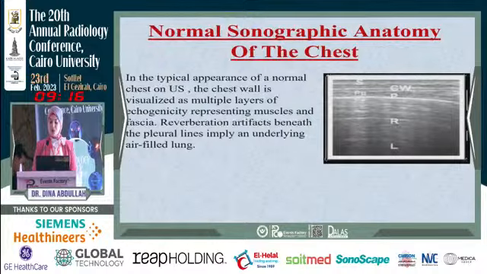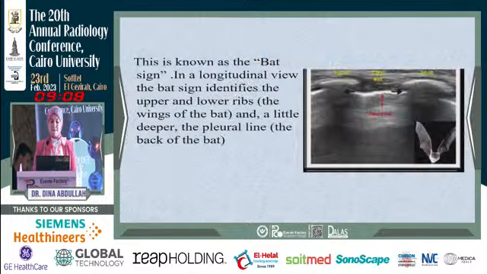Echogenicity representing muscles and fascia, and the reverberation artifacts beneath the pleural line imply an underlying air-filled lung. This is known as the bat sign. In a longitudinal view, the bat sign identifies the upper and lower ribs, the wings of the bat, and a little deeper the pleural line is the back of the bat.